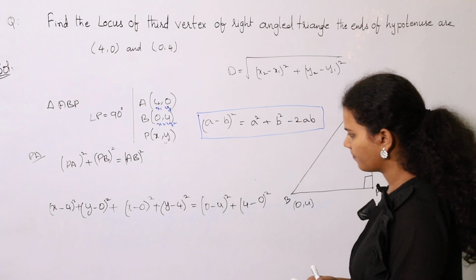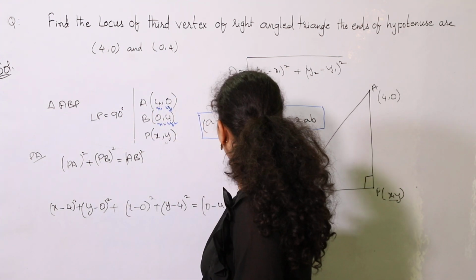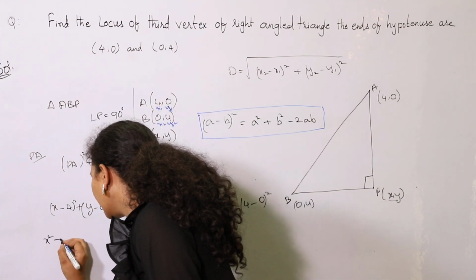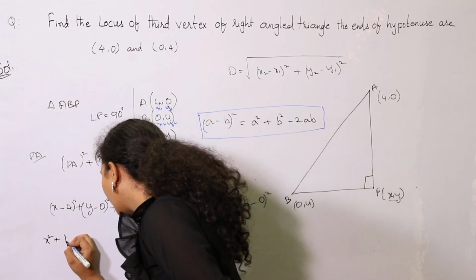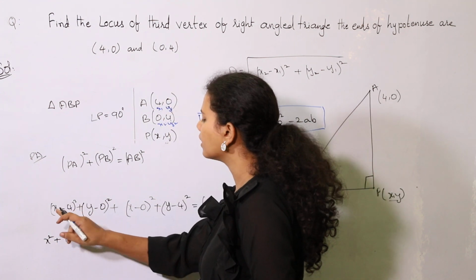here x minus 4 whole square gives x square plus b square, which means 4 square. 4 square is 16. So minus 2ab, right? So 2 into 4 into x.